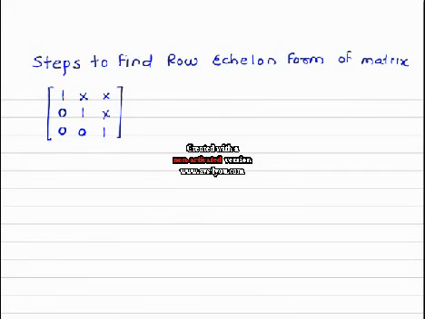So what is our step? First of all, we want to make this the first one. Then we make it 0. Then we make this 0. Then we make this 1. Then we make this 0. Then we make this 1. This is the actual process to find the row echelon form of a matrix.